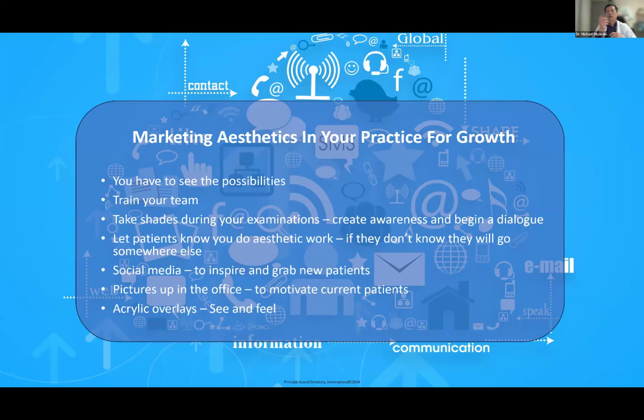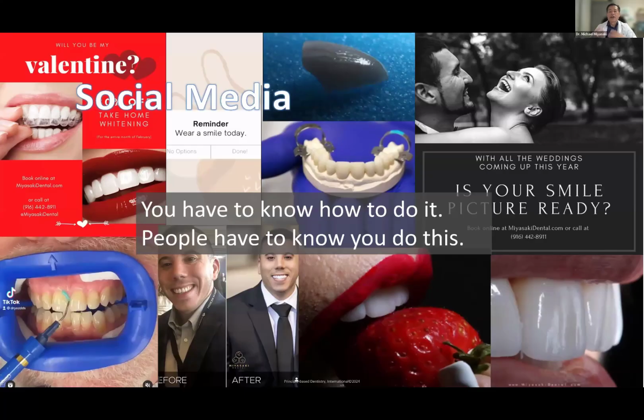And then remember, use that acrylic overlay that allows patients to understand what it is you're talking about so they value your work. And then on social media, you have to let people know that you do this type of work, and you have to know how to do it.